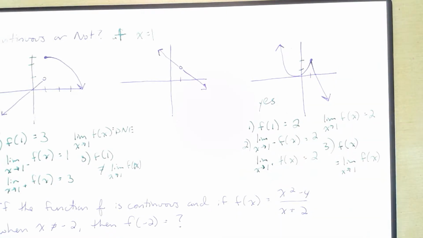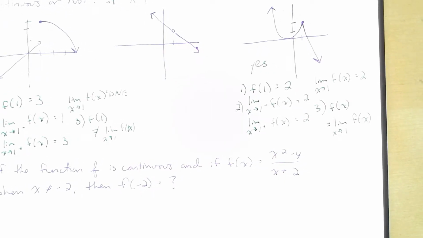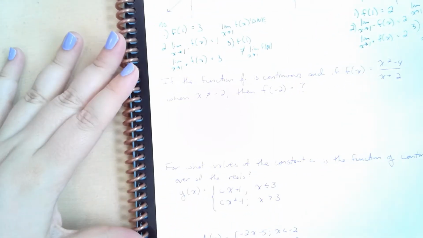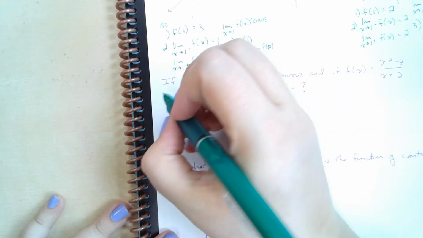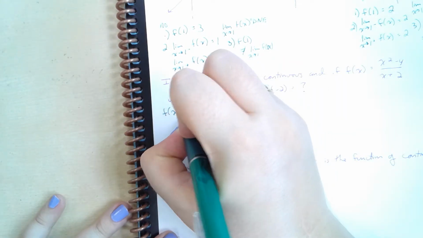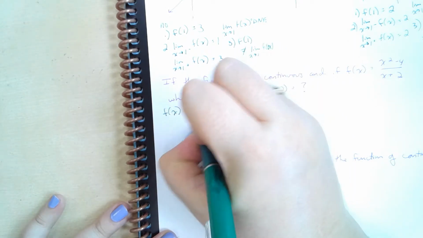So this might seem pretty intuitive, but it is really important that we know where continuity happens. Let's do 2 more examples, then we'll wrap this one up. If the function f is continuous, and if f of x is equal to x squared minus 4 over x plus 2 when x does not equal negative 2, then f of negative 2 equals what? Well, let's talk about this a little bit. F of x, I'm going to rewrite, is equal to x plus 2 times x minus 2 over x plus 2.